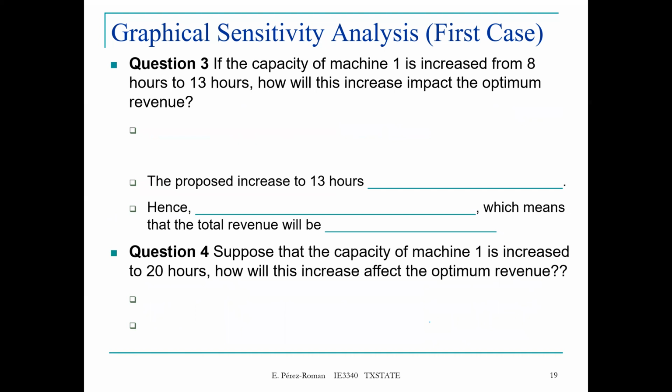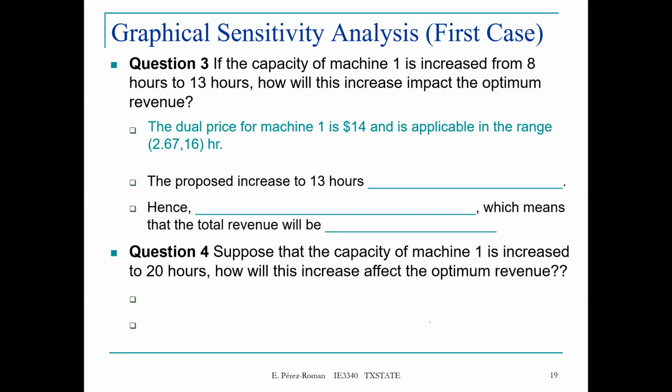Question 3, if the capacity of machine 1 is increased from 8 hours to 13 hours, how will this increase impact the optimal revenue? So the dual price for machine 1 is $14 and is applicable in the range from 2.67 to 16 hours. The proposed increase to 13 hours falls within the feasibility range. Hence, the increased revenue is $14 times the difference between the increase in hours.